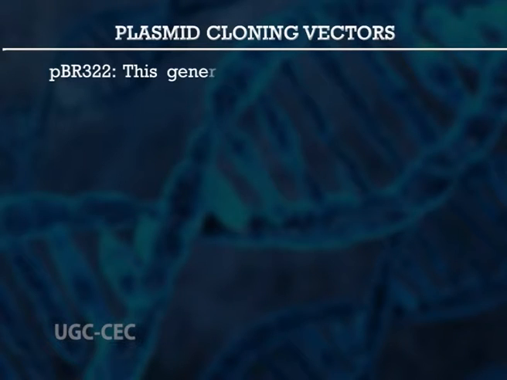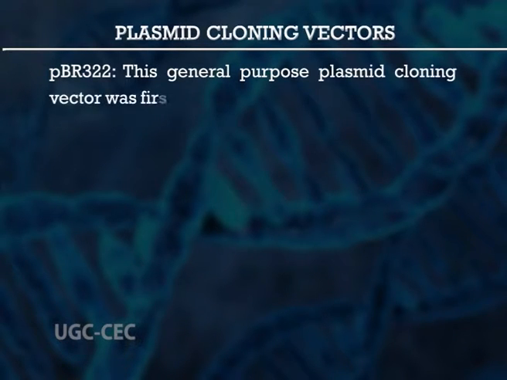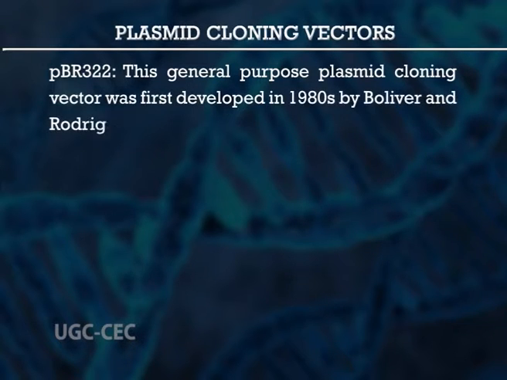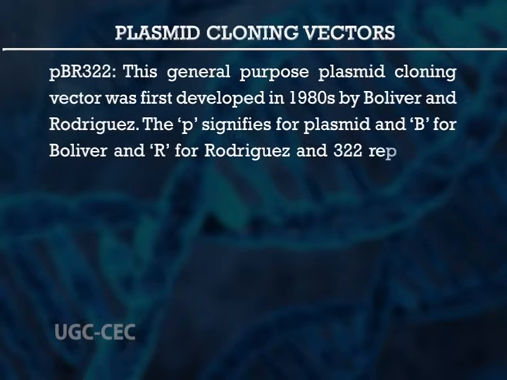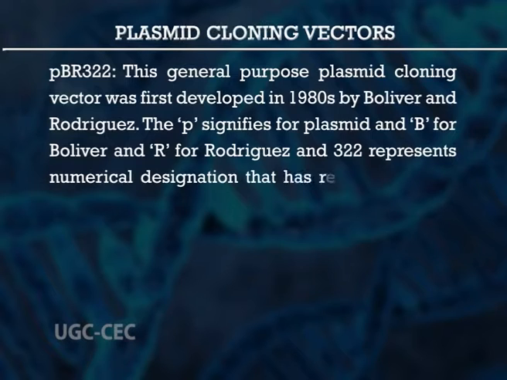Some of the important plasmid vectors are plasmid pBR322. This general purpose plasmid cloning vector was first developed in the 1980s by Bolivar and Rodriguez. The p signifies plasmid, B for Bolivar, and R for Rodriguez, and 322 represents a numerical designation that has relevance to the workers.